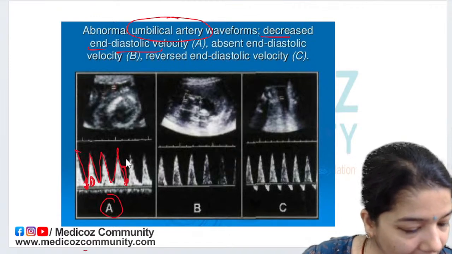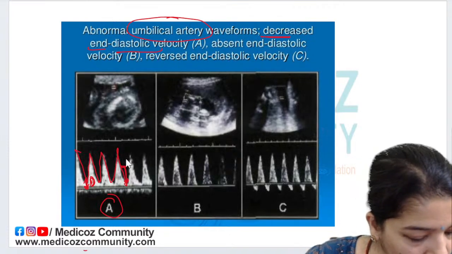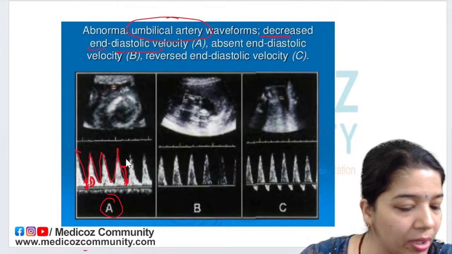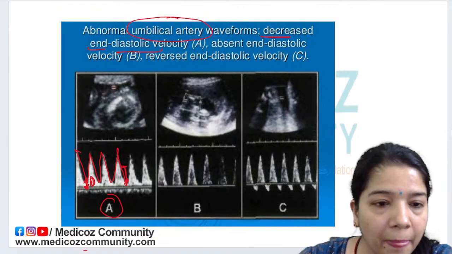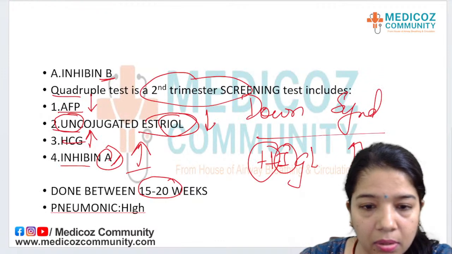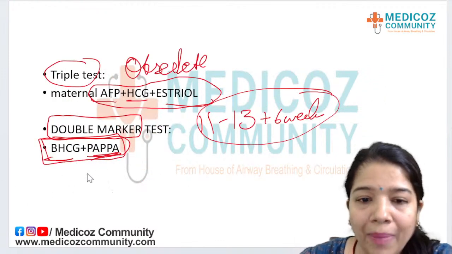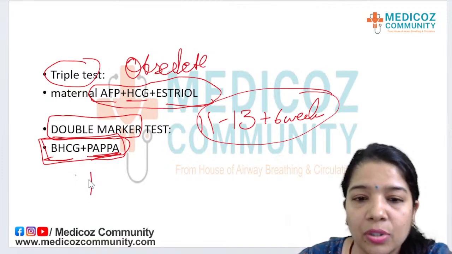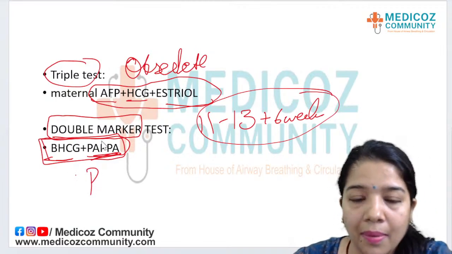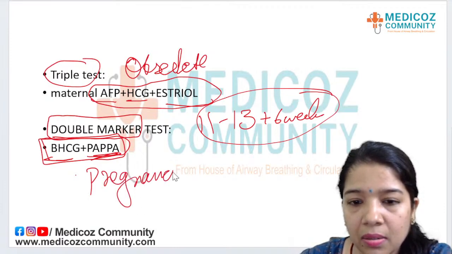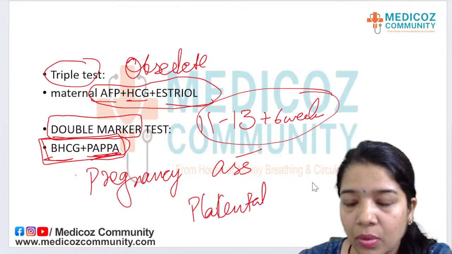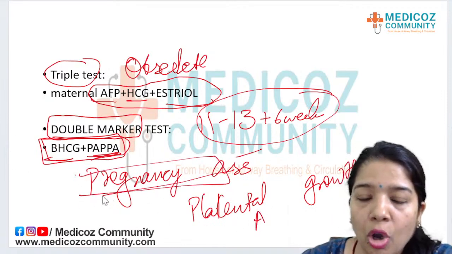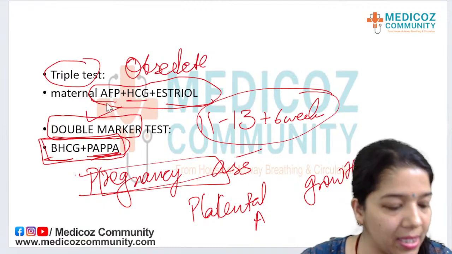Some doubts I'm getting. A student has asked what is PAPP-A. So I'll just quickly go to that question. PAPP-A is pregnancy associated plasma protein A, okay. That is also a marker of the double marker test. I hope that is also clear.